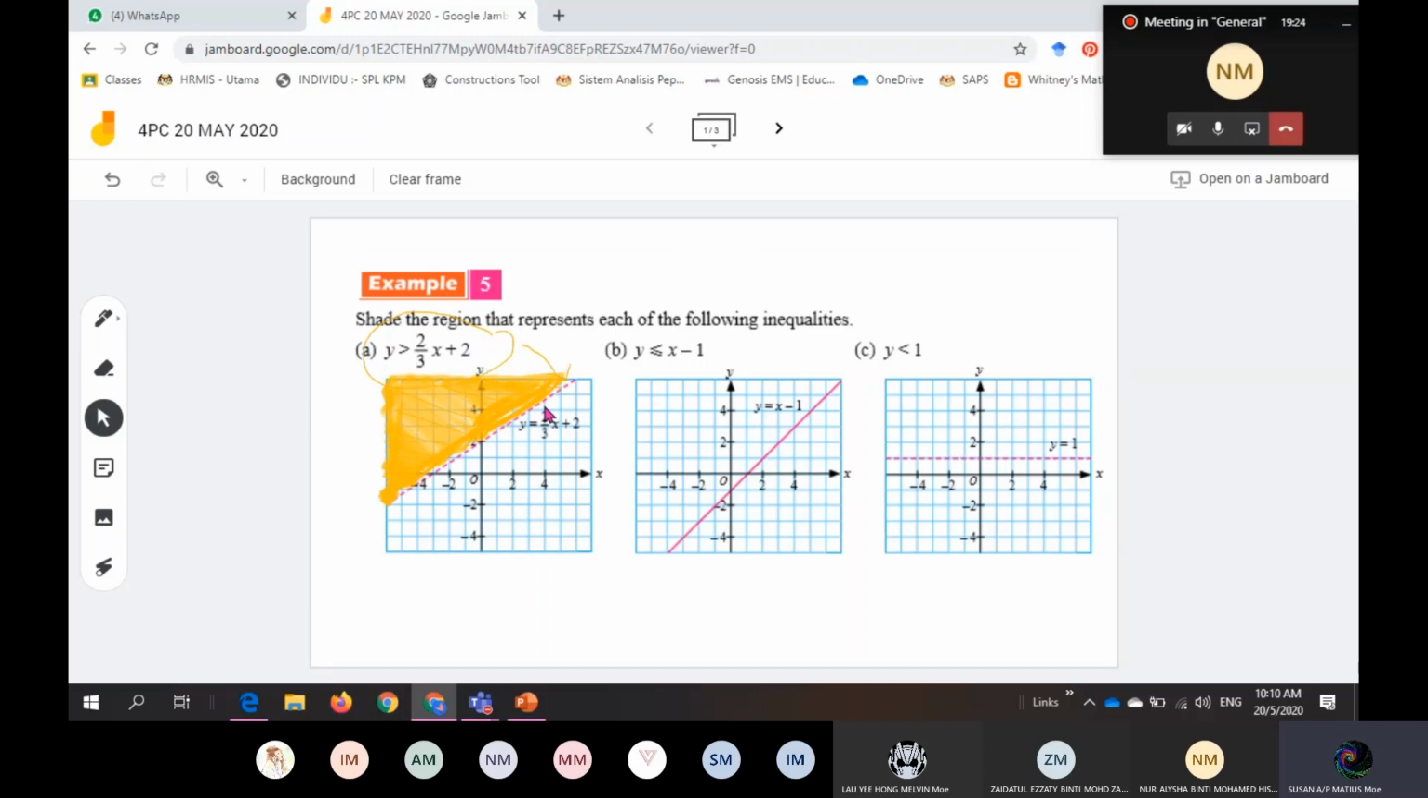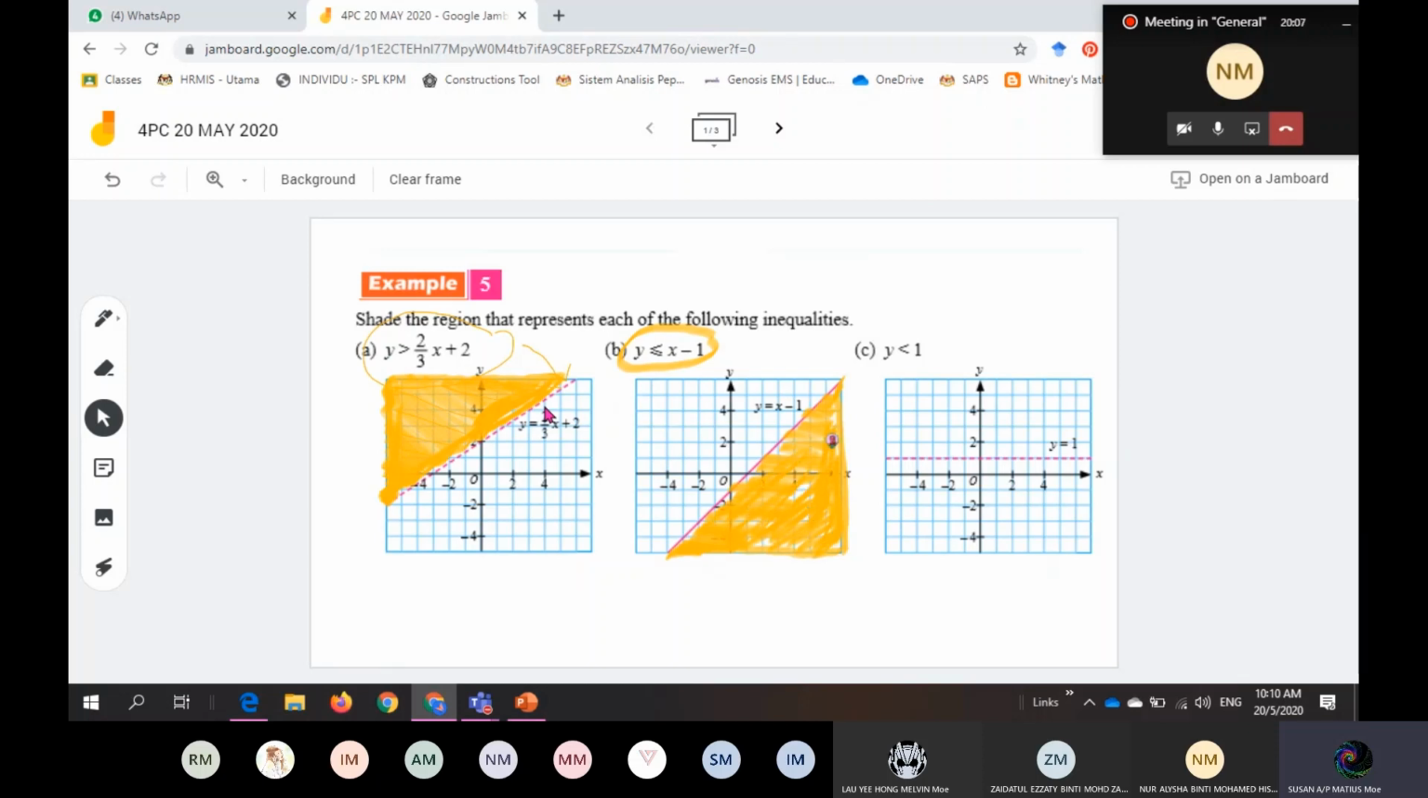Let's look at the second one. It is using the symbol equivalent or less than. When there is an equivalent sign there, that is the reason why the straight line becomes a solid line. It's not a dashed line anymore. Less than shows it's below, so we shade the bottom part. Just as simple as that, guys. I'm sorry, I'm actually scribbling it, but if you color it, it will look better.